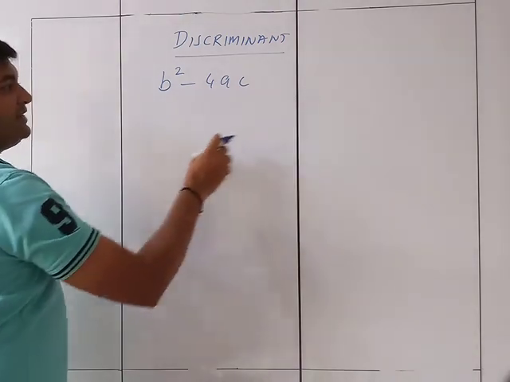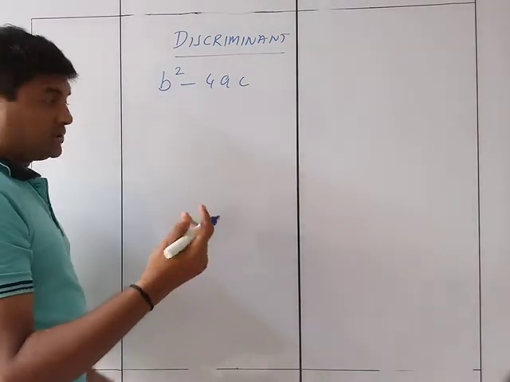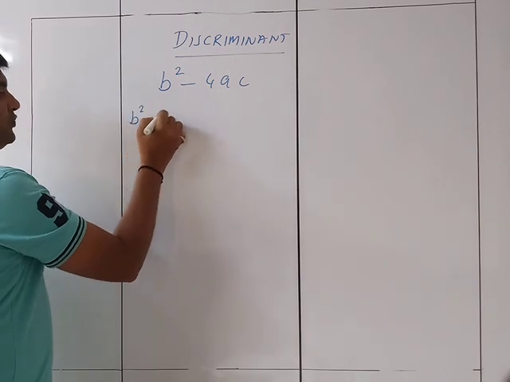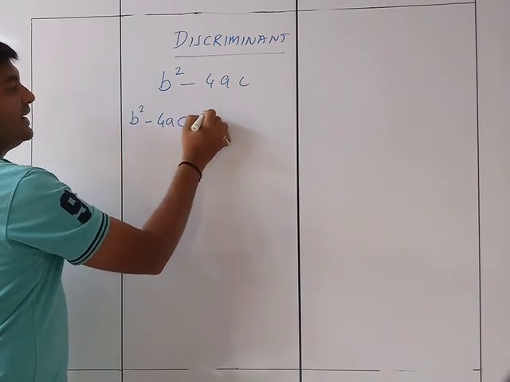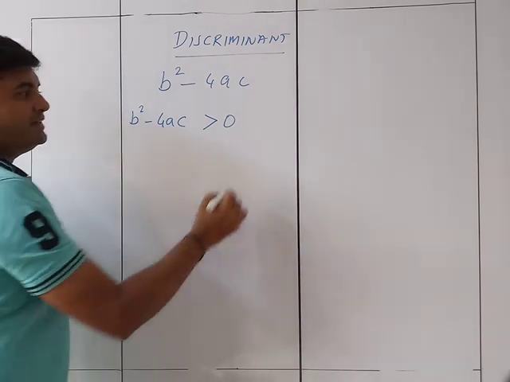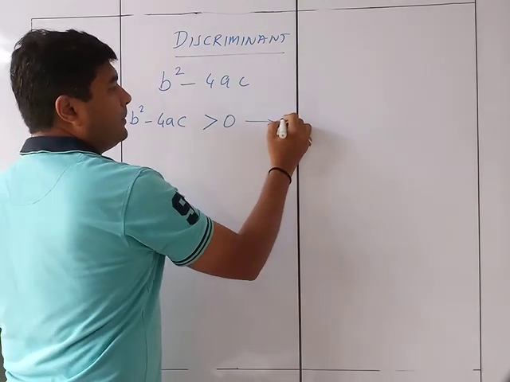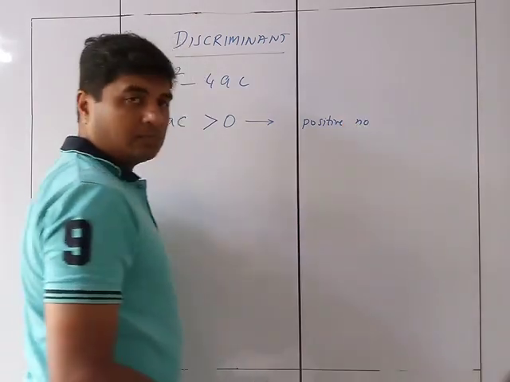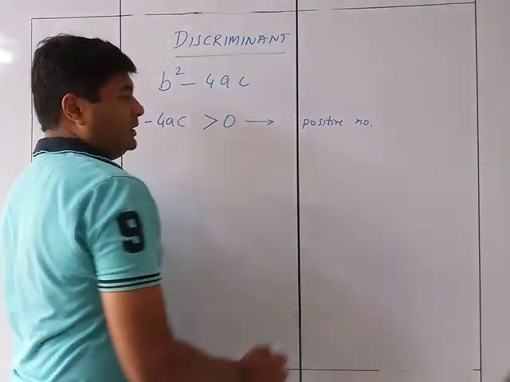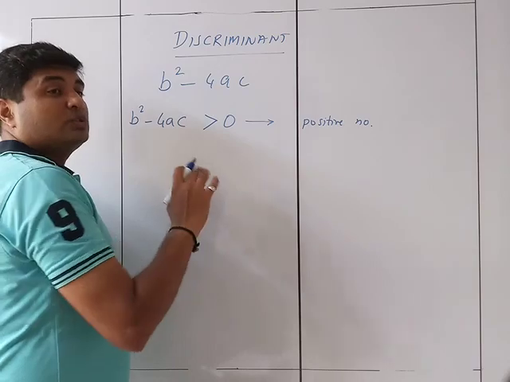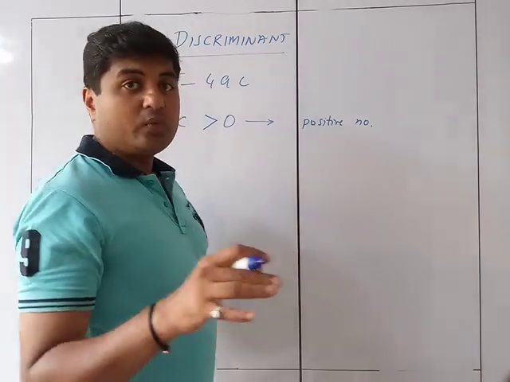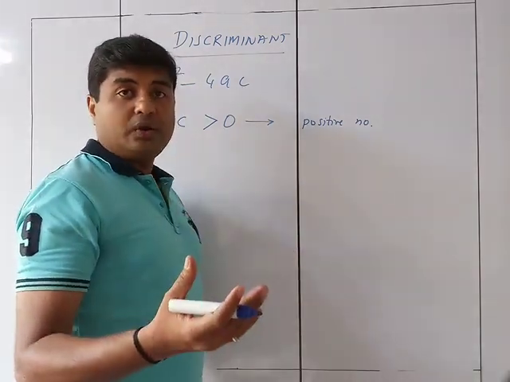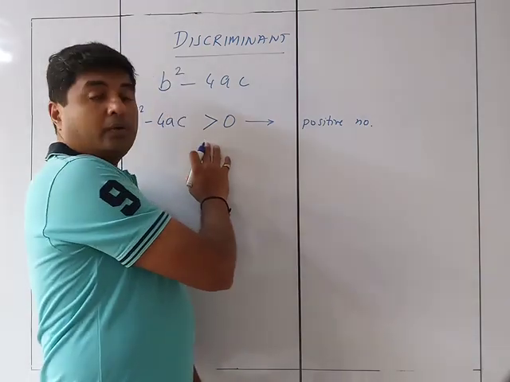Accordingly, the values of b square minus 4ac can be of three types. One is b square minus 4ac is greater than 0. If it is greater than 0, what does that mean? It is a positive number. If it is a positive number, hence its square root will be some particular value which will be a positive number.